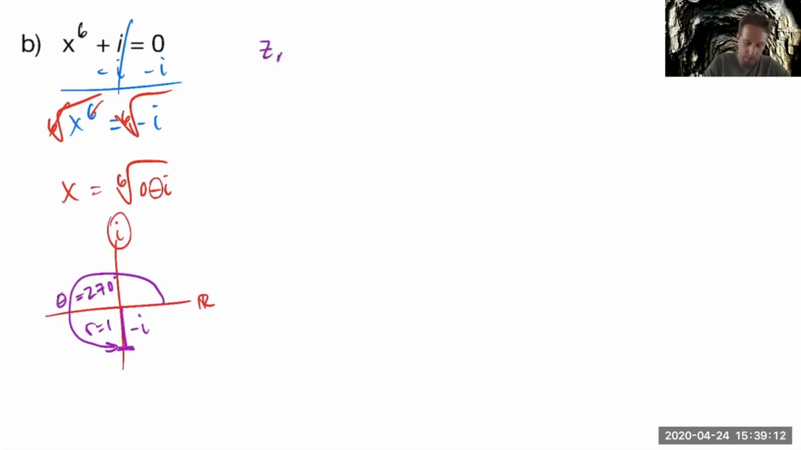So setting this up to start, I know my r is going to be 1. I know my reference angle theta is going to be 270 degrees. But because we've been doing these now, I know I'm going to have to add 360 as many times as I have to, because I know I'm going to have to raise this to the 1/6 power, not sixth. It's the sixth roots that we're dealing with here. Okay. So that's pretty much the setup on this.